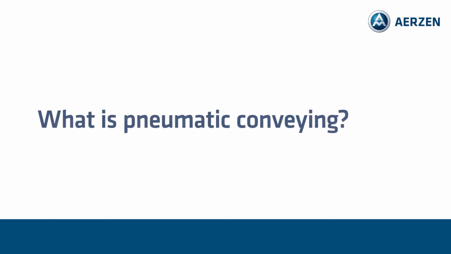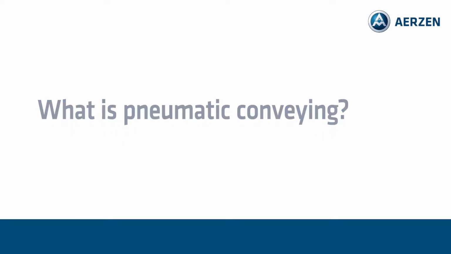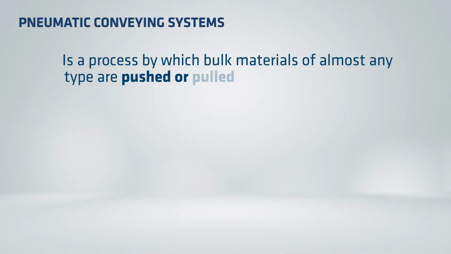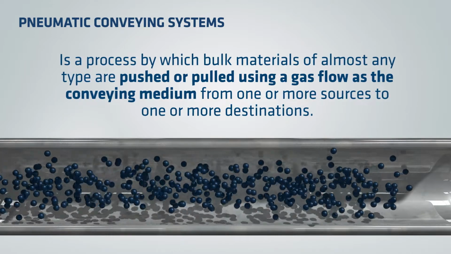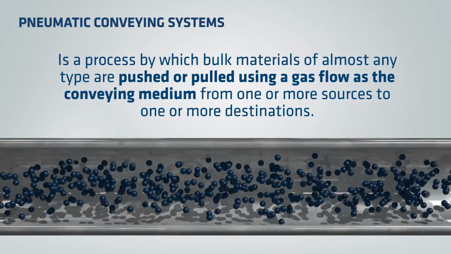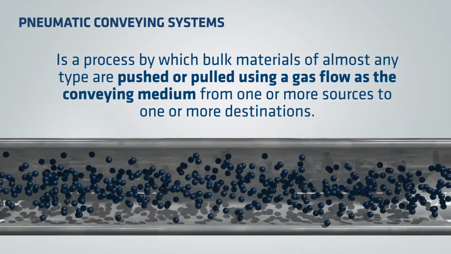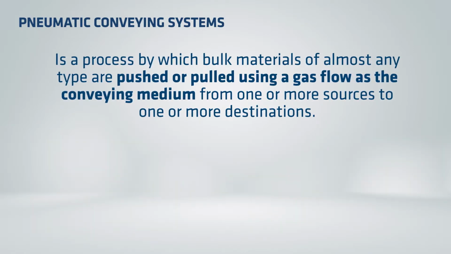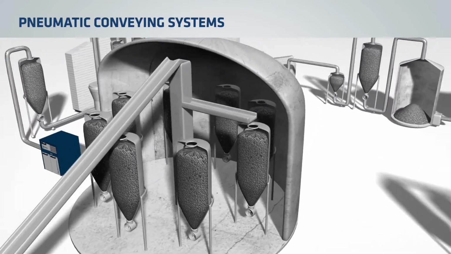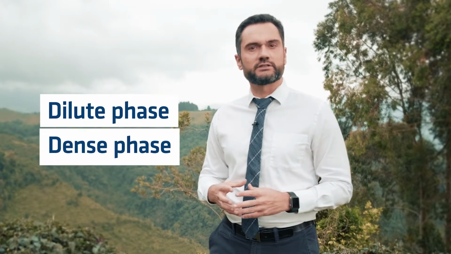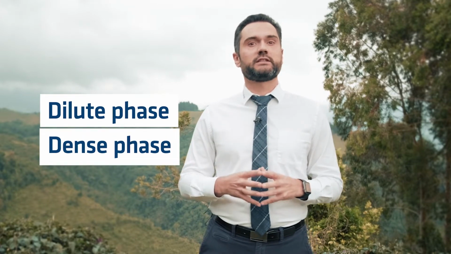We will begin by answering the question, what is pneumatic conveying? It is a process in which bulk materials of almost any type are pushed or pulled using gas flow as the conveying medium from one or more sources to one or more destinations. Now that we have the pneumatic conveying concept clear, let's discuss the differences between dilute and dense phase methods.